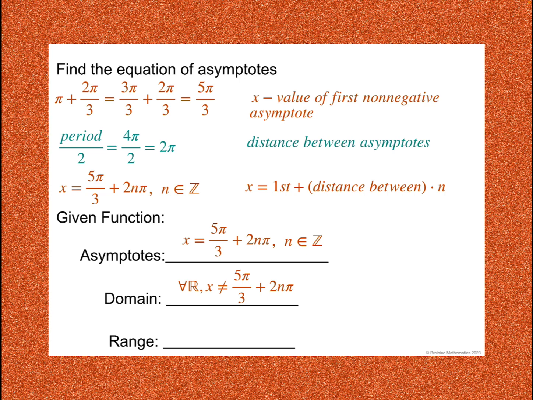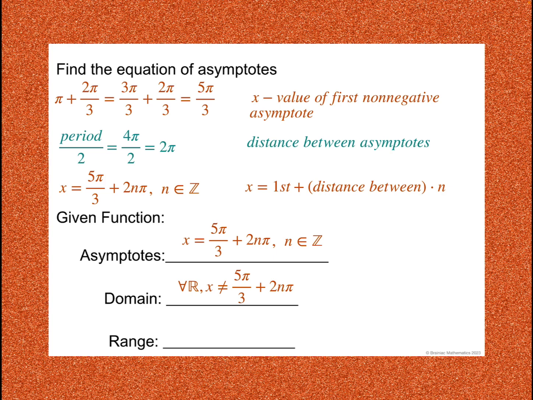That upside down A is our symbol for "for all," and the double bar R is our real number symbol. It's read: for all real numbers where x is not equal to 5π/3 + 2nπ. So for all real numbers where x is not equal to your asymptotes is basically what you have. And that's how you find the domain of secant and cosecant graphs.